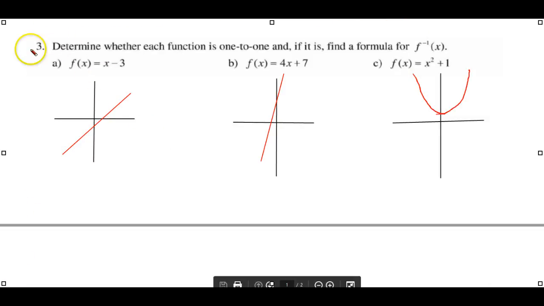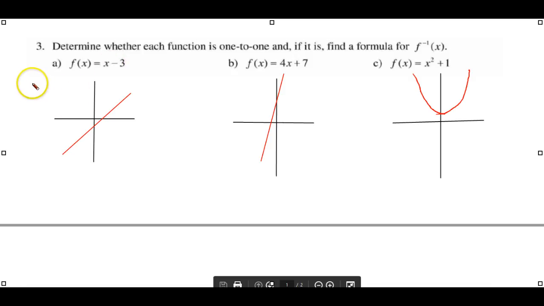Now, for example 3, they're asking us to determine whether each function, now they're saying these are functions, is a one-to-one. And if so, find its formula, which is the inverse of what is there. Again, I'll give you some background on this step by step of what they're asking and how to determine it. And again, lots more information in your textbook. Now, this is the graph of this function.